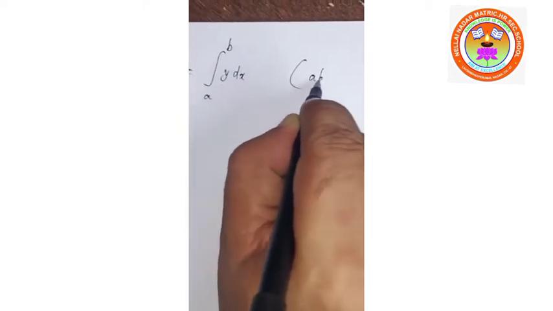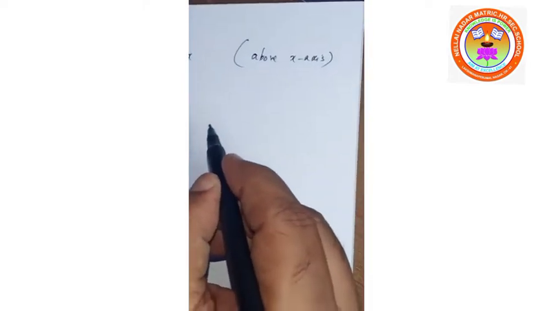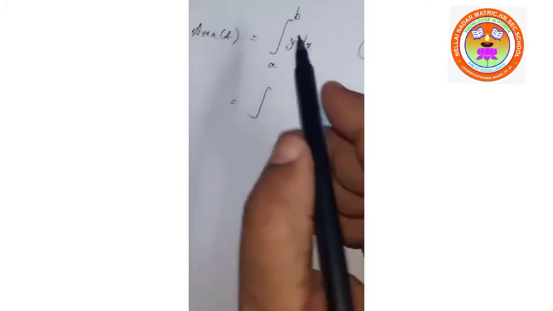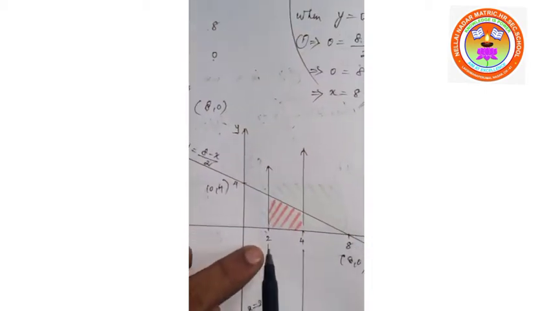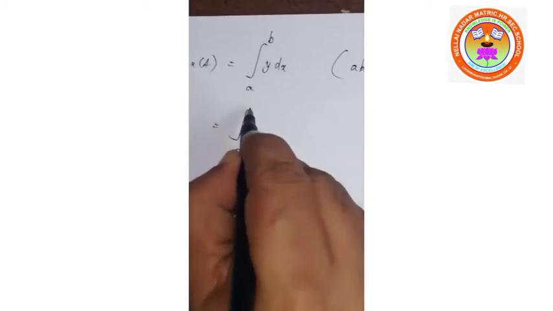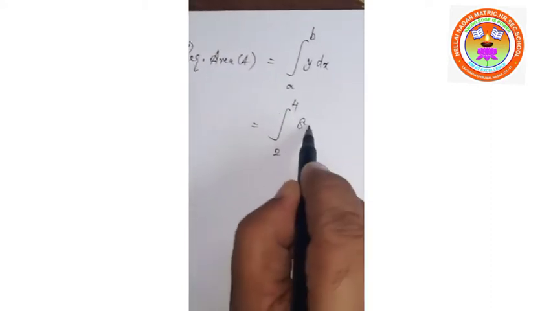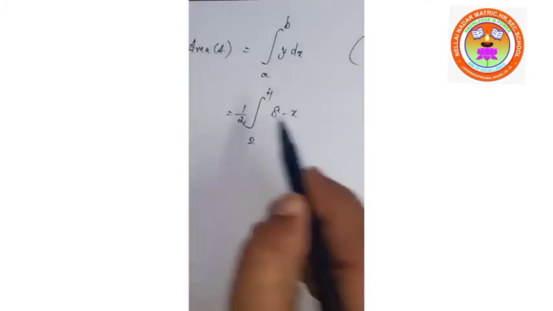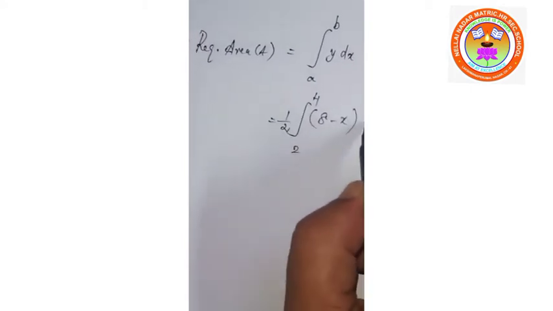You just mention that the shaded region is lying above the x-axis. a is the lower limit and b is the upper limit. In this region, the lower value is 2 and the upper value is 4, so 2 to 4. y from equation number 1 is (8 minus x) by 2. I write (8 minus x) by 2, and by 2 we can write half outside the integral, half into (8 minus x) dx.